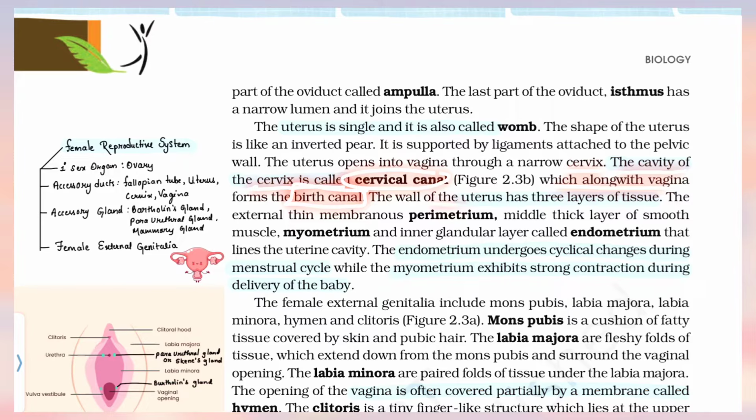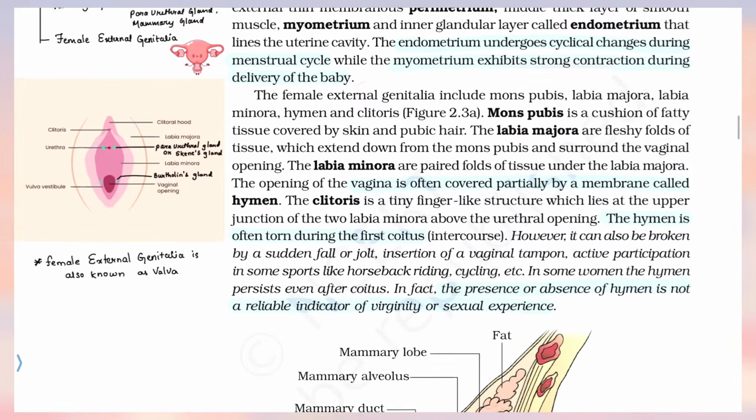The wall of the uterus has 3 layers of tissue: the external thin membranous perimetrium, the middle thick layer of smooth muscle, myometrium, and the inner glandular layer called endometrium that lines the uterine cavity. The endometrium undergoes cyclical changes during the menstrual cycle, while the myometrium exhibits strong contraction during the delivery of the baby.